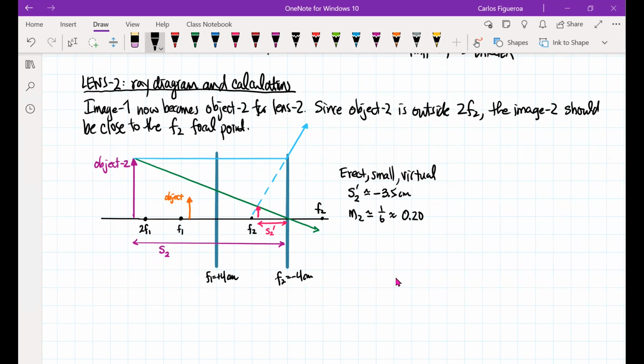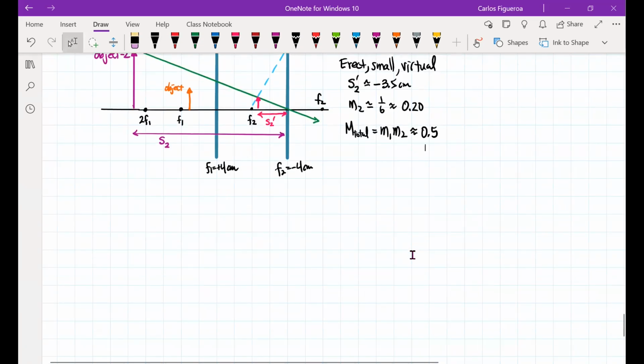But look at the final magnification. So the total magnification should be M1 times M2. Now compare the orange one, which is object 1, to this guy here, and it looks like it should be about a half. So now what we want to do is go in and see what the calculation shows.